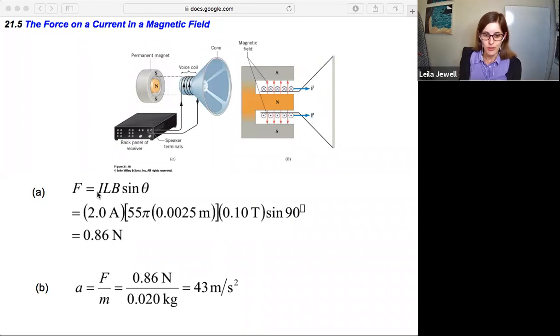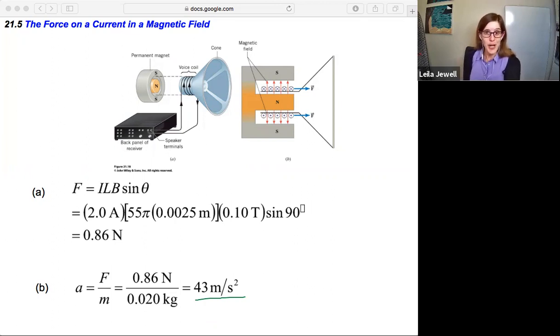So we have force is equal to current times length times magnetic field times sine of theta. We have the current is 2 amps. The length is 55 turns times the circumference of one turn, pi times the diameter, times the magnetic field times sine of 90 degrees. So this comes out to 0.86 newtons. Units still work out to newtons. The acceleration, as we suspected, is from Newton's second law with the force divided by the mass, and it's an acceleration of 43 meters per second squared.